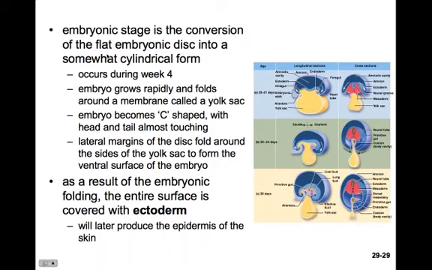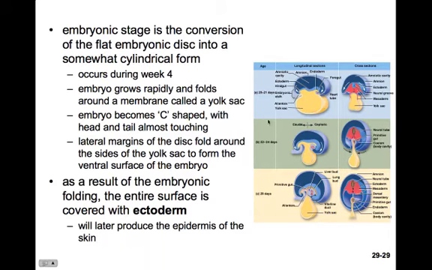The embryonic stage is a conversion of the flat embryonic disc into a somewhat cylindrical form. It begins to occur around week 4. The embryo will grow rapidly and fold around a membrane called the yolk sac. The embryo becomes a C shape with a head and tail almost touching around the yolk sac. The lateral margins of the disc will fold up and around the sides of the yolk sac to form the ventral surface of the embryo.